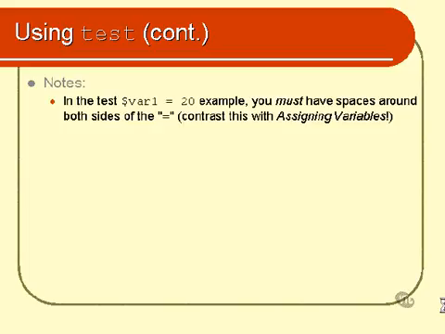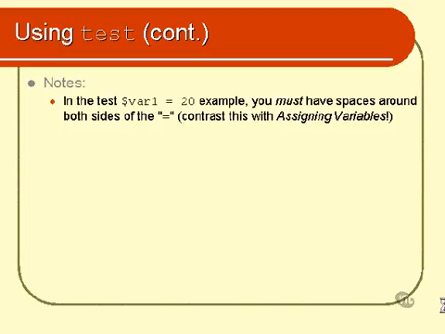Now this is somewhat confusing because when you assign one variable to another, or when you assign a value to a variable, you absolutely must have no spaces around either side of the equal sign. So it might seem to be inconsistent. It's not really, because when you're assigning variables, that's done using the shell, and when you're comparing variables, that's done using the test program. So they're actually different programs.